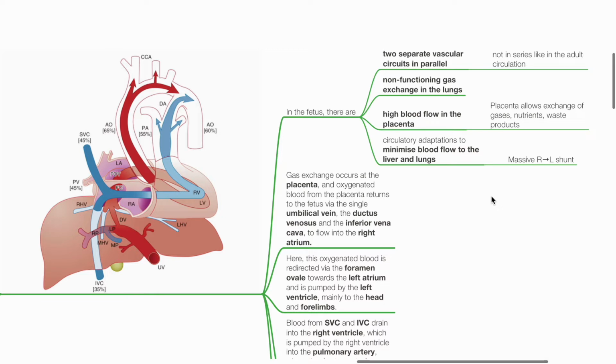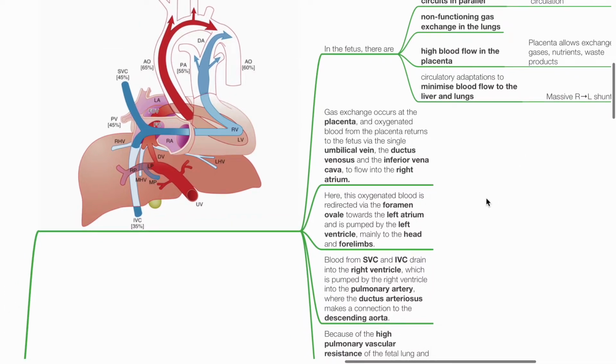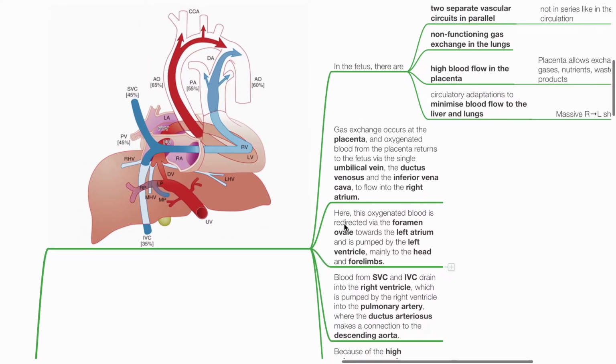Circulatory adaptations to minimize blood flow to the liver and lungs. There is massive right to left shunt. Gas exchange occurs at the placenta, and the oxygenated blood from the placenta returns to the fetus via the single umbilical vein, the ductus venosus, and the inferior vena cava to flow into the right atrium. Here, this oxygenated blood is redirected via the foramen ovale towards the left atrium and is pumped by the left ventricle, mainly to the head and the forelimbs.